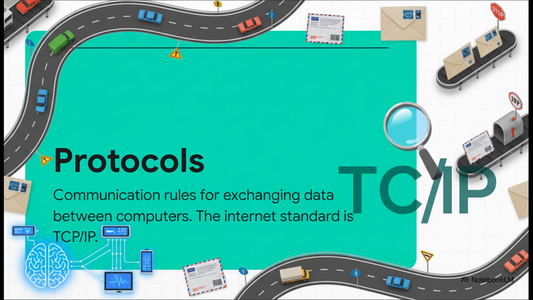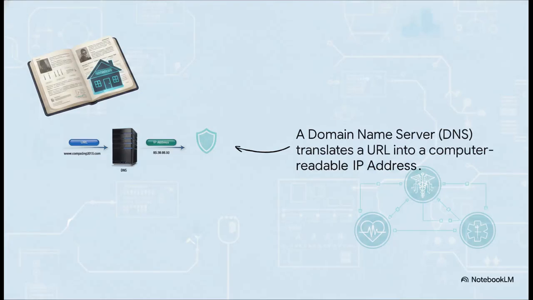Okay, so if bandwidth is the highway, then protocols are the traffic laws and the postal system's rules all rolled into one. The main one, TCP/IP, does two brilliant things. First, it chops up your data into those little packets we mentioned. Then, it makes sure every single one of those packets is addressed perfectly so it can be put back together in the exact right order when it arrives.